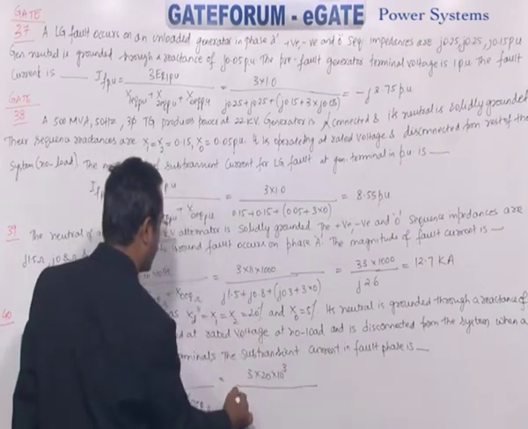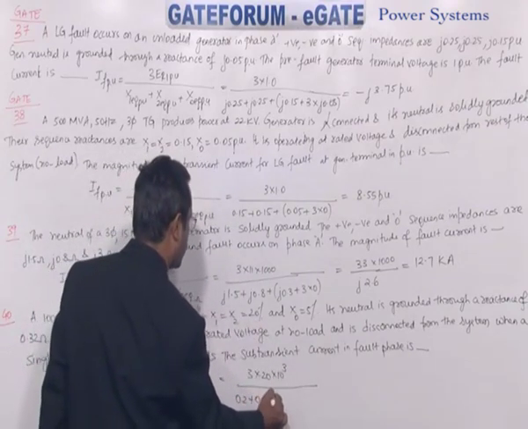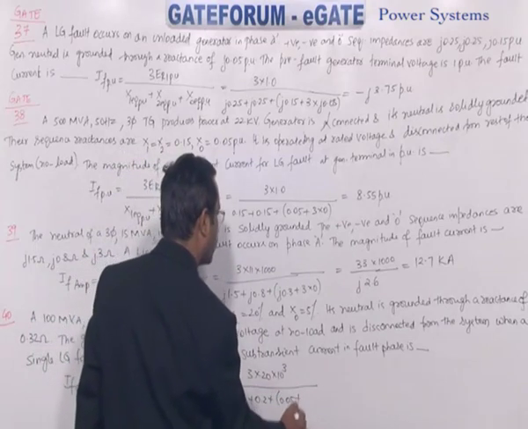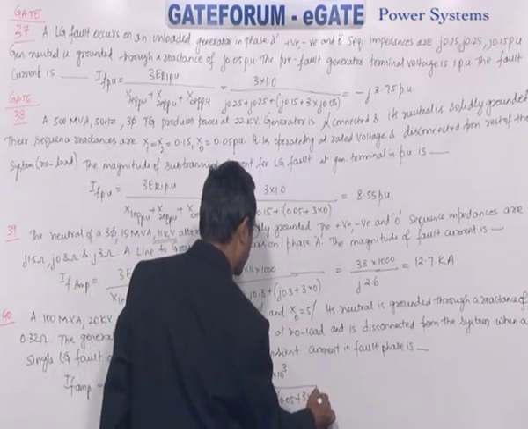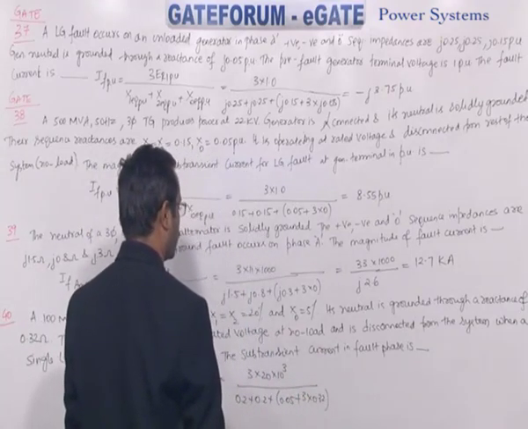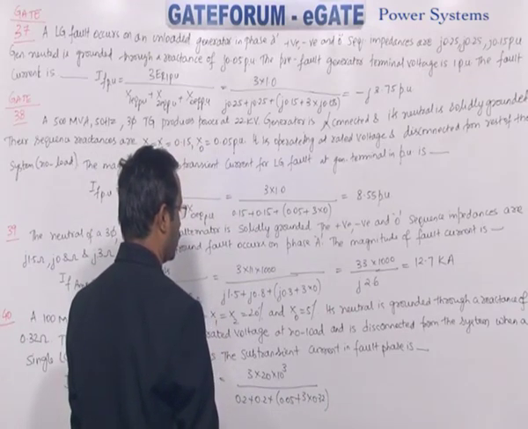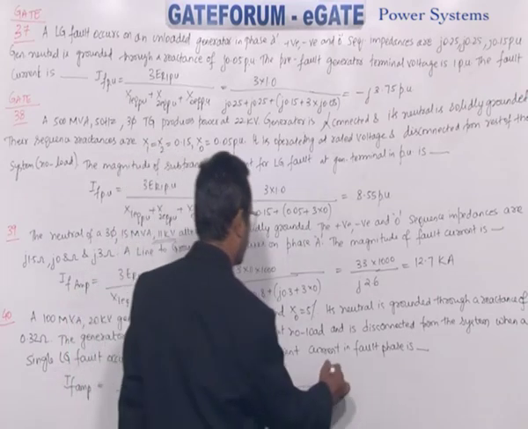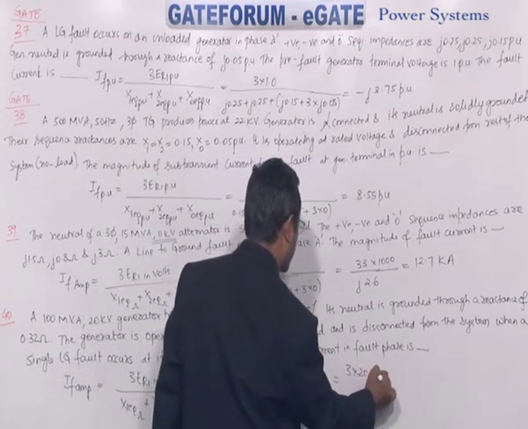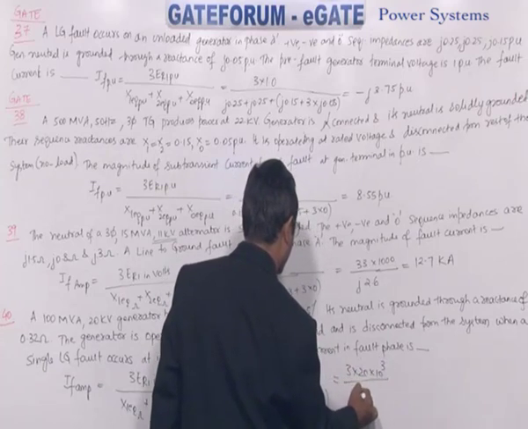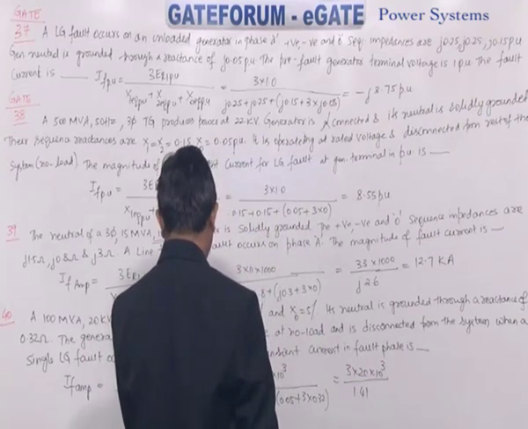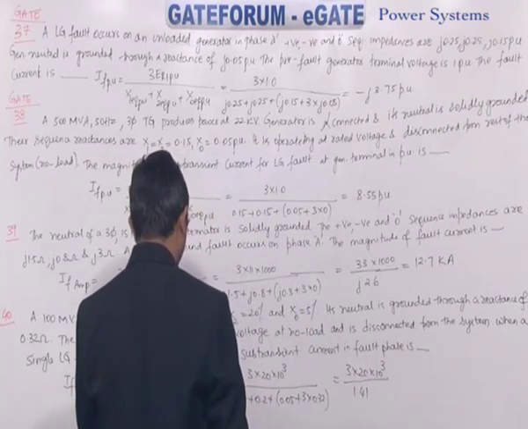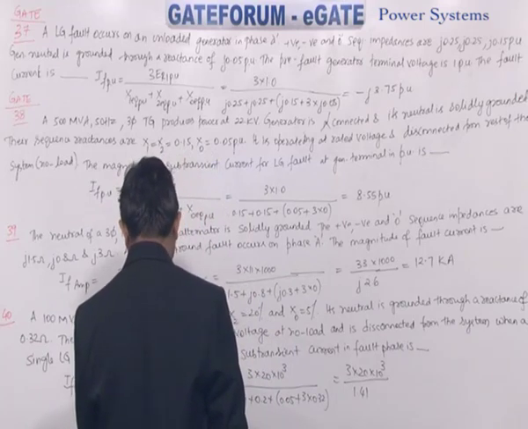Three reactances are given: 0.2, 0.2, here 0.05. What about the reactance 0.32? 3 into 0.32 here. So 3 into 20 into 10 cube divided by how much? You get 1.41. So this is what we have to calculate here and find the answer.